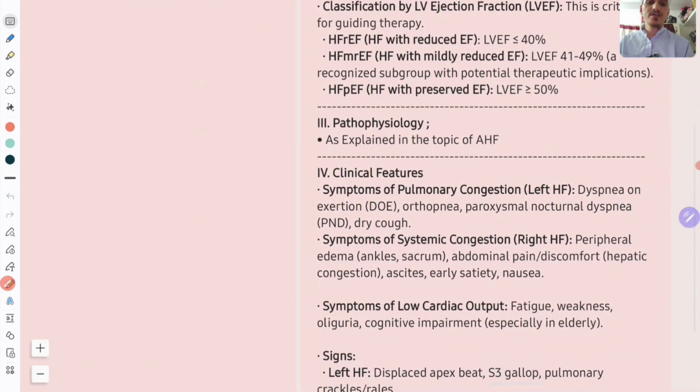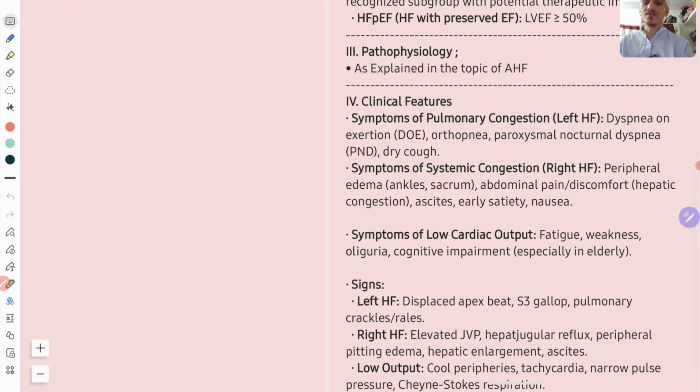Now moving on to the clinical features, which we have also learned. What are the clinical features? Symptoms of pulmonary congestion, symptoms of systemic congestion, and symptoms of low cardiac output. Pulmonary congestion includes dyspnea on exertion and paroxysmal nocturnal dyspnea. These are the first symptoms of chronic heart failure. When the disease progresses, they develop orthopnea, which indicates increased severity, and an associated dry cough, mainly when they lie down.